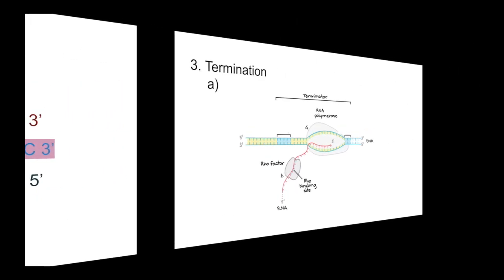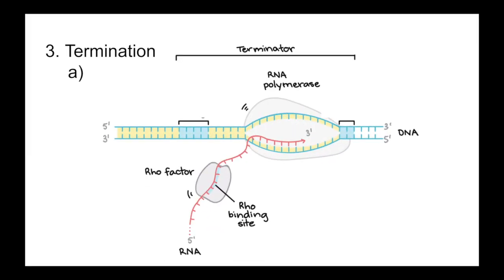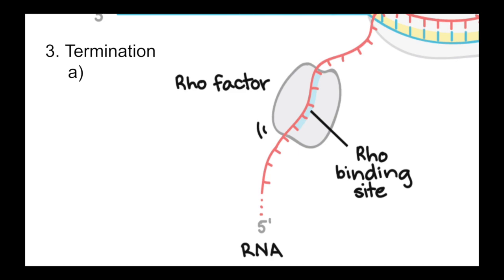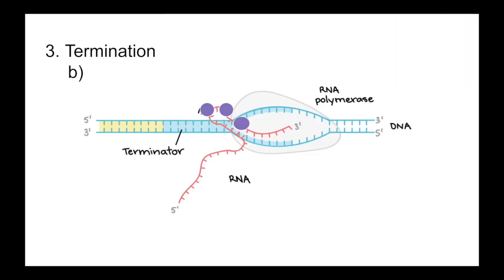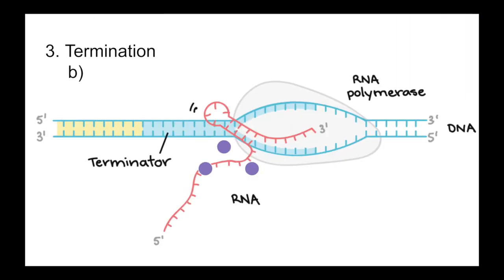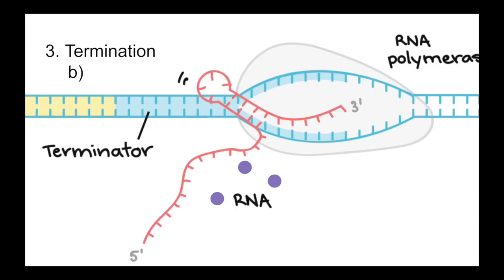Termination. There are two methods. A, a rho protein binds to the mRNA molecule and stops transcription, and B, the mRNA forms a hairpin loop and the RNA polymerase falls off the DNA.